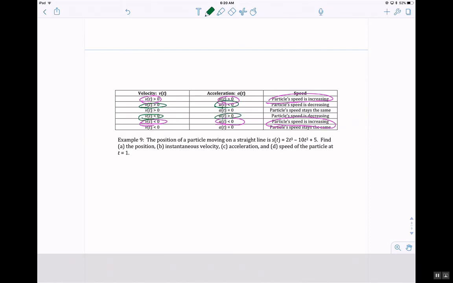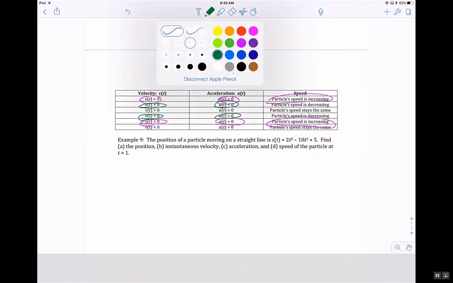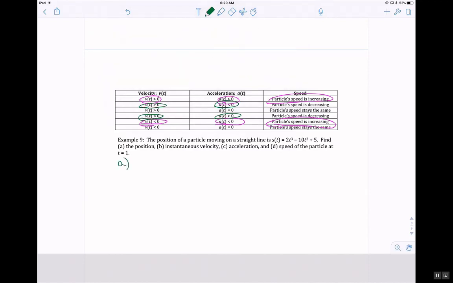Okay. So, example 9. The position of the particle moving in a straight line is given by the function. Find the position, instantaneous velocity, acceleration, and speed of the particle at t is equal to 1. So, s of 1 is 2 times 1 cubed, minus 10 times 1 squared, plus 5. So, s of 1 is equal to negative 3.